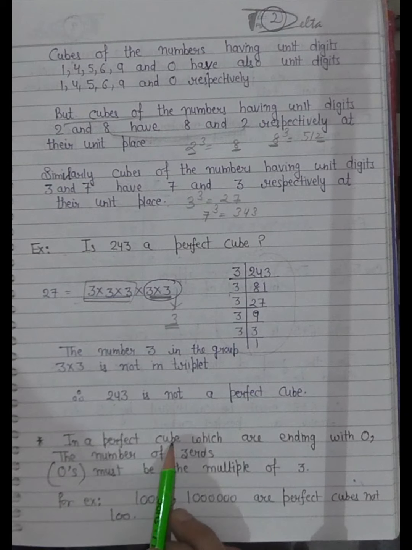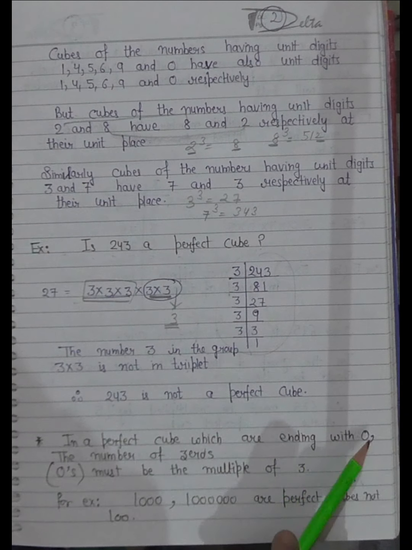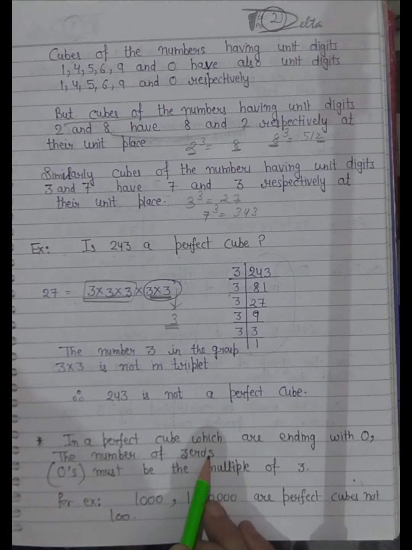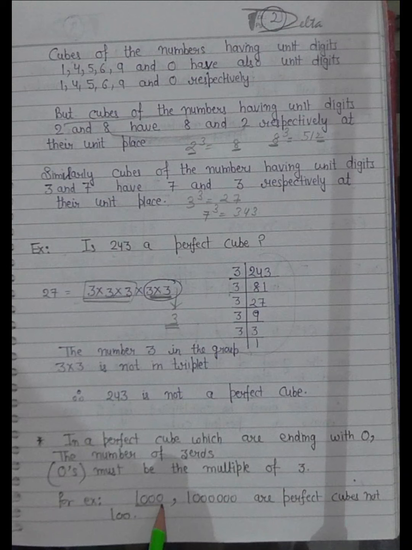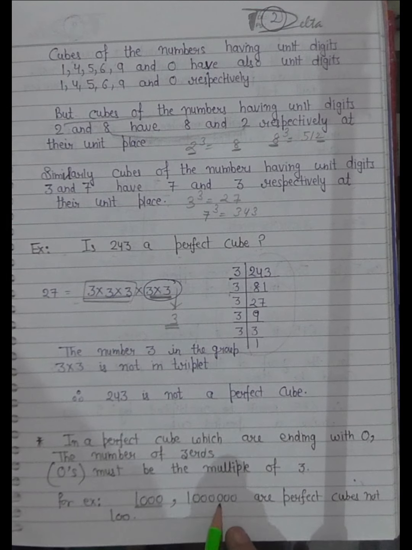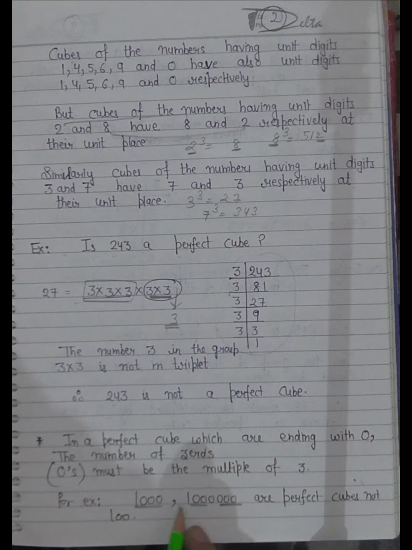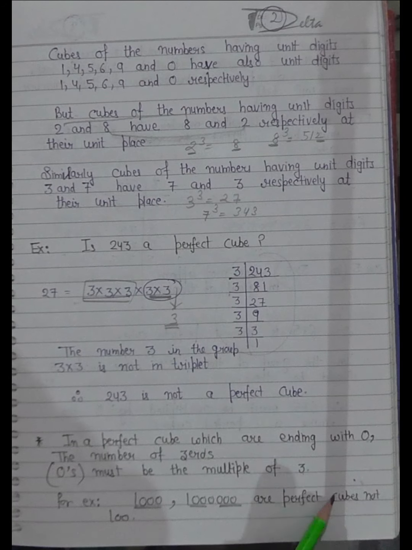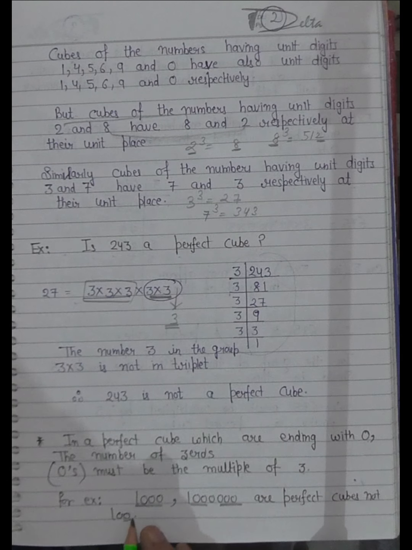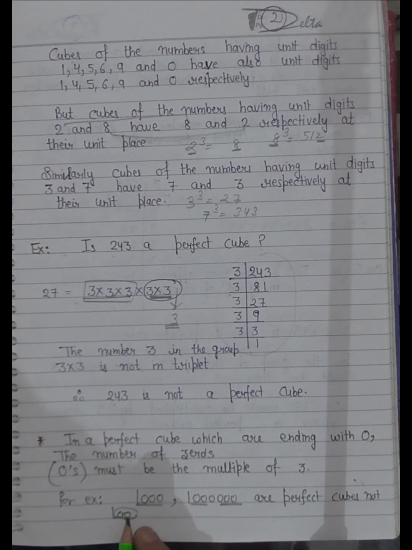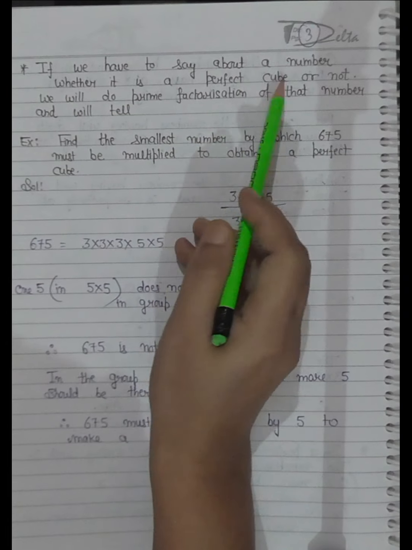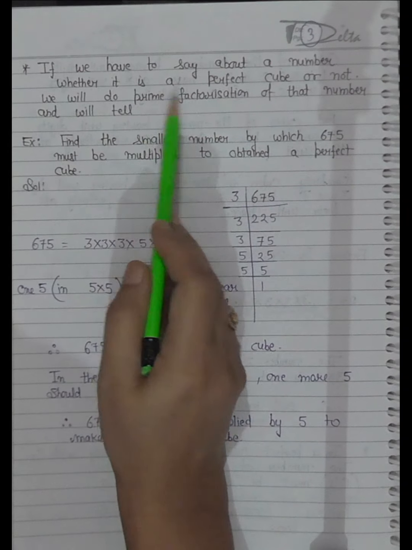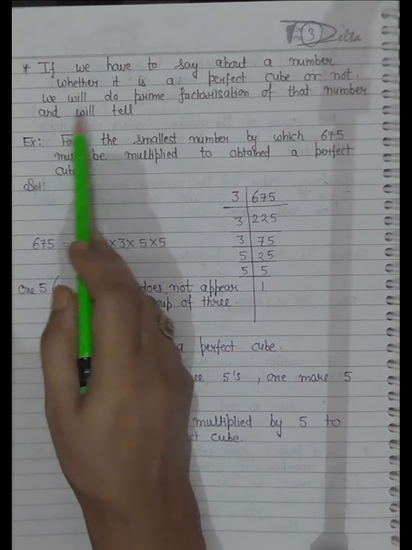In a perfect cube ending with 0, the number of zeros must be a multiple of 3. For example, this is a multiple of 3. Here also there are 6 zeros. So these two are perfect cubes, not 100, because here only 2 zeros are coming. If we have to say whether a number is a perfect cube or not, we will do prime factorization of that number and tell.